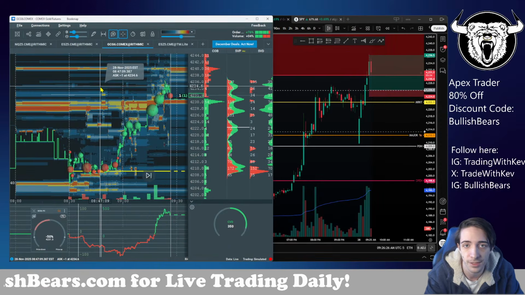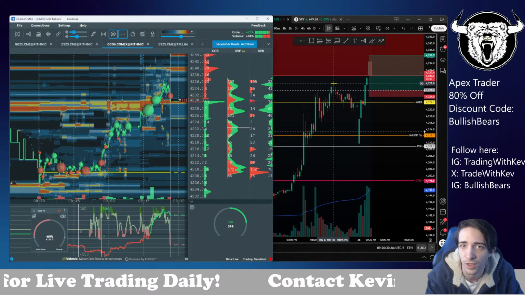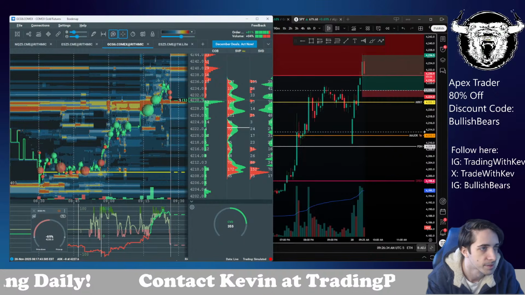Gold is pulling back too, near an area of support, this 42.30. But let's see if we want to come back to that 42.26.